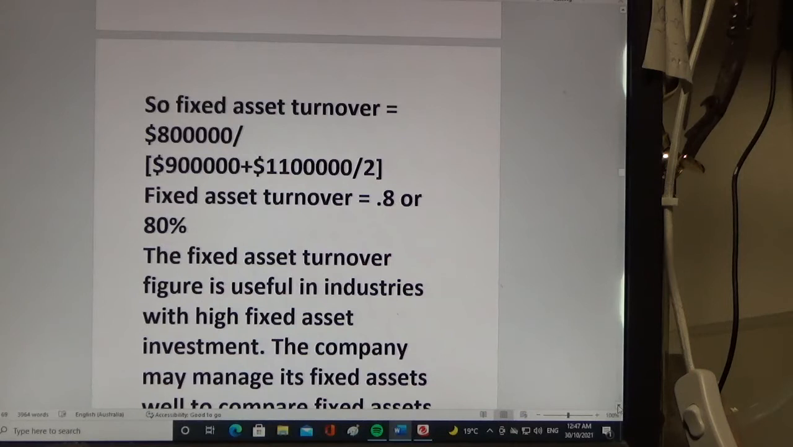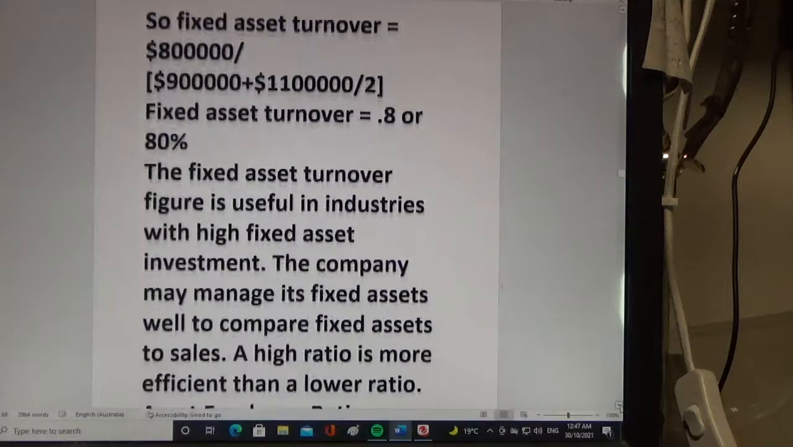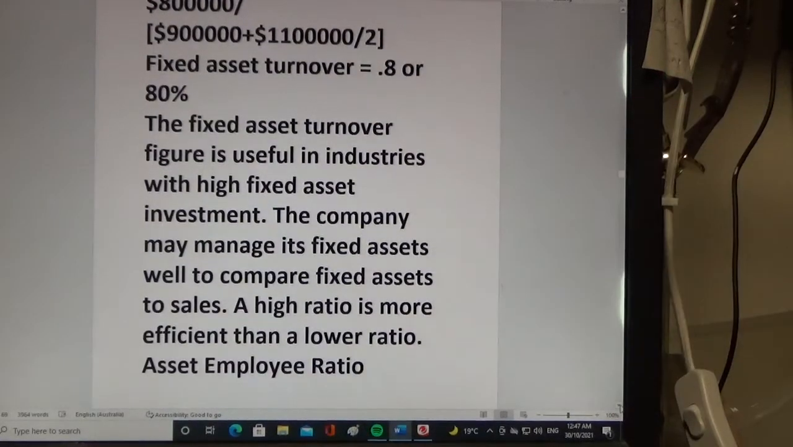A corporate entity that's very capital intensive, like iron smelting or aluminium smelting, those sorts of businesses. The company may manage its fixed assets well to use those to get sales. A high ratio is more efficient than a low ratio, okay?